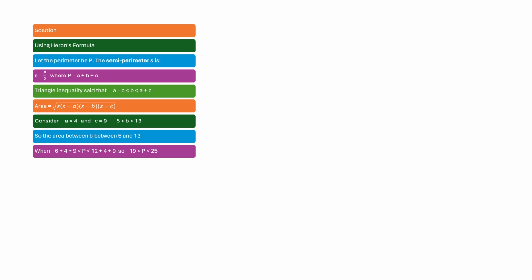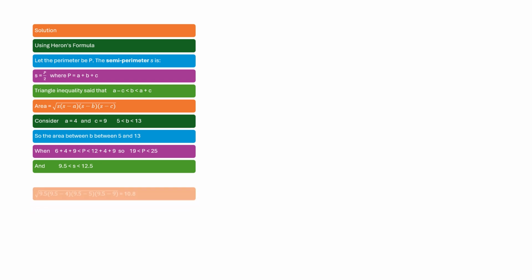So we get the perimeter in this case 6 plus 4 plus 9. And the maximum number, we consider it like 12, so 12 plus 4 plus 9. So the perimeter of this triangle must be between 19 and 25, so maybe 18, maybe until 24. So S, which we denoted before as half the perimeter, divide all of the sides of the inequality by 2. So 9.5 is less than S, less than 12.5.